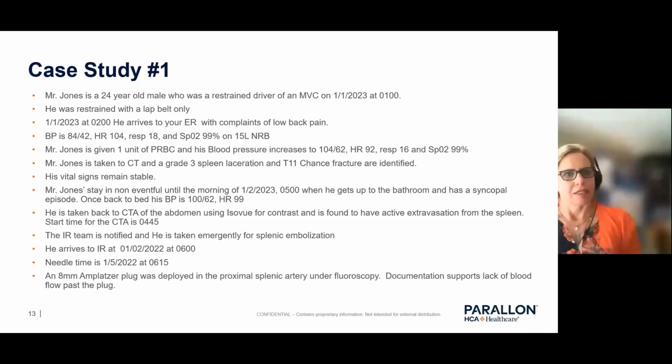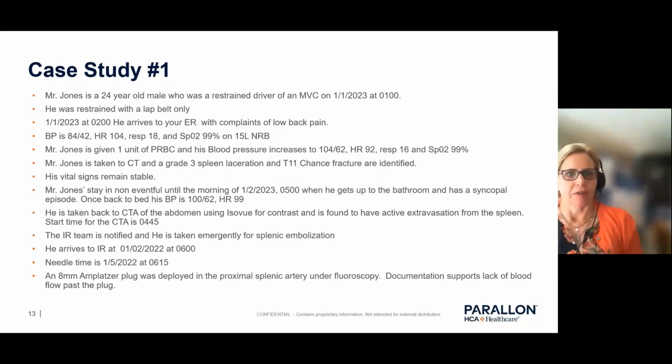So on arrival, his BP is 84/42. His heart rate's 104, respiratory rate of 18, SpO2 99%, and they got him on some oxygen. They decide to give him 1 unit of packed red blood cells, and his blood pressure increases to 104/62, and his heart rate comes down a little bit to 92. They take him to CT, and they find a grade 3 spleen laceration and a T11 chance fracture. His vital signs remain stable. They decide to manage him non-surgically.